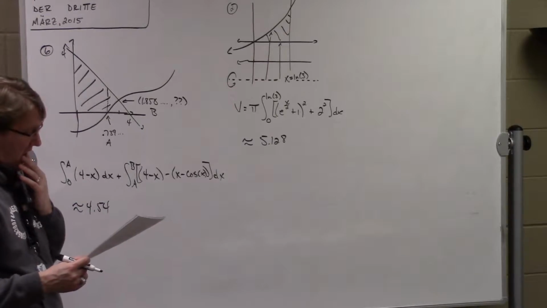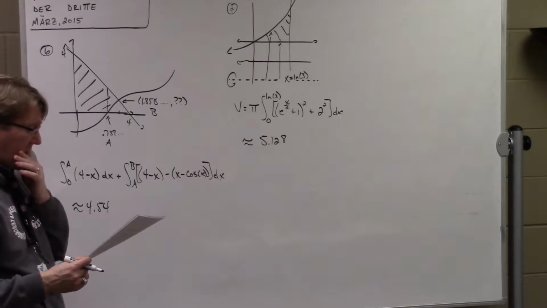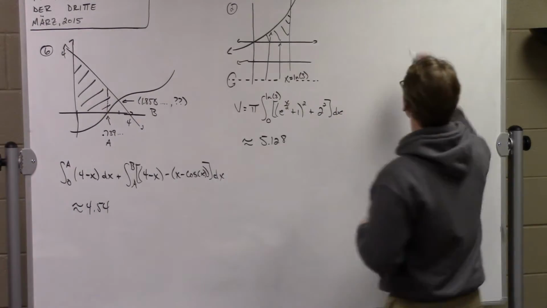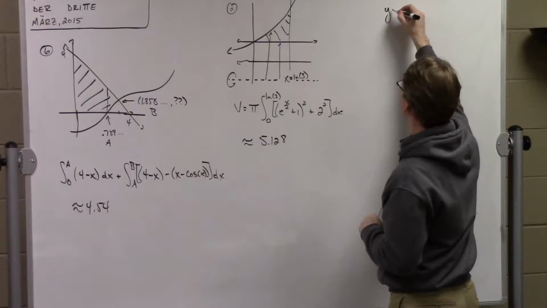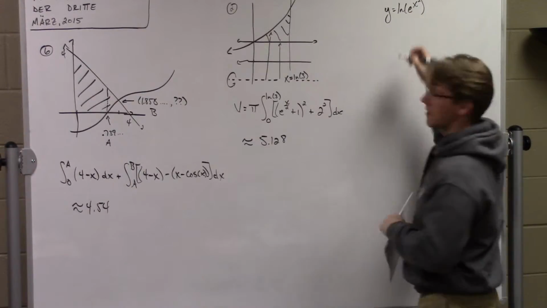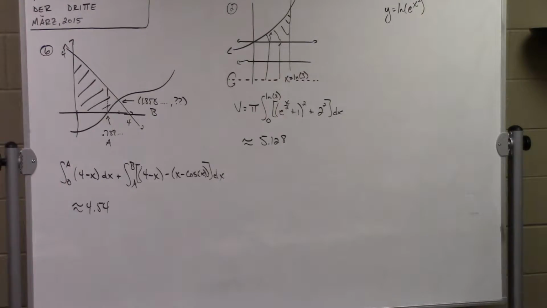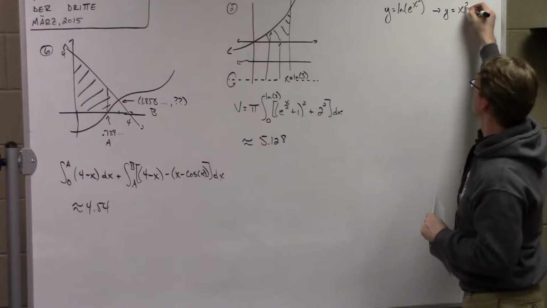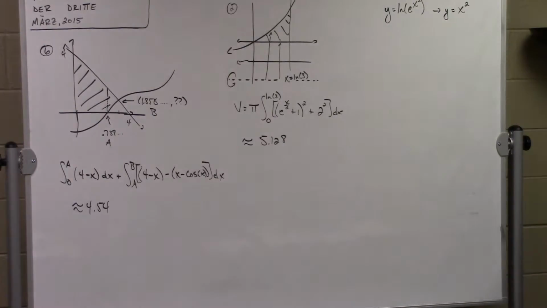Number 8. Oh, number 8. So we have f of x equals natural log of e to the x squared. By the way, did anybody do the same thing I did? Y'all see the natural log and the e cancel each other out? You could have just rewritten this as y equals x squared, which is what I did. It's easier to do that way.